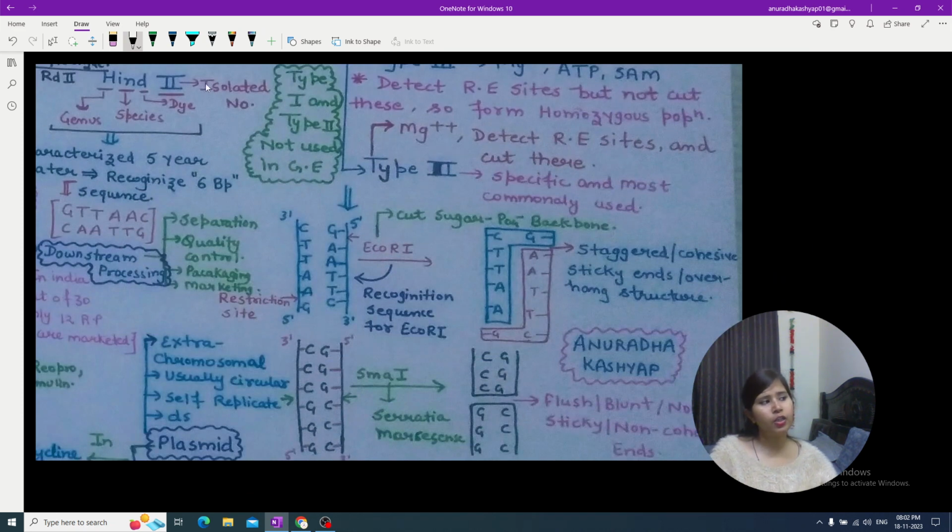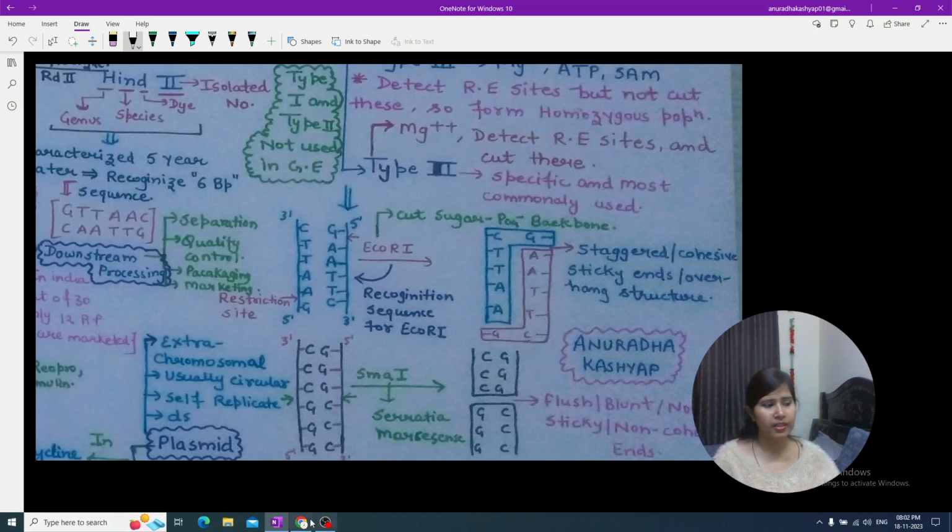Here you can see Hind 2. Hind 2 has a restriction site, a recognition site, that is GTTAAC. So this is the recognition sequence for Hind 2, right? Basically, a recognition sequence is always 5 to 6 base pairs. So this was all about the restriction endonuclease.